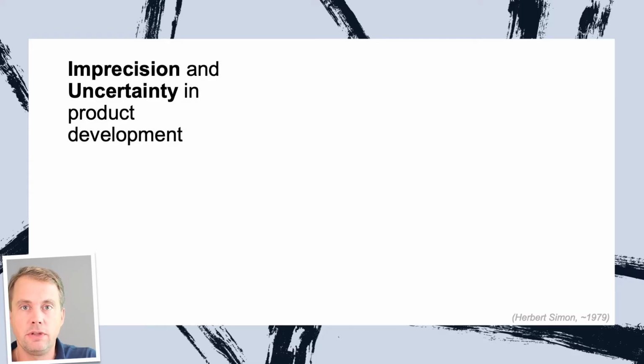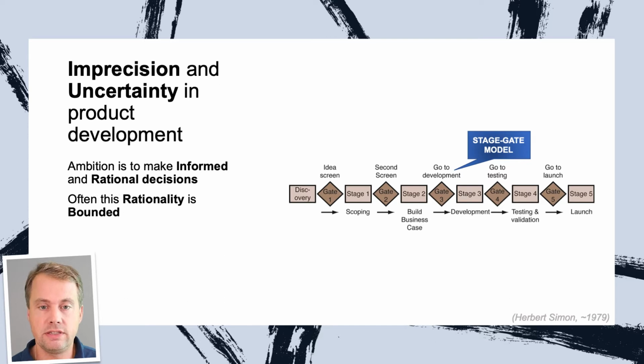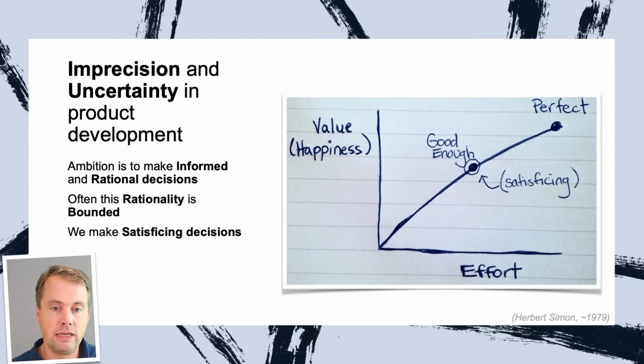What we are addressing with knowledge maturity is imprecision and uncertainty in product development, which is illustrated with this stage gate model. The ambition is always to make as informed and as rational decisions as possible. Often, however, this rationality can be bounded or limited due to various reasons with limited information. We must make so-called satisficing decisions instead.